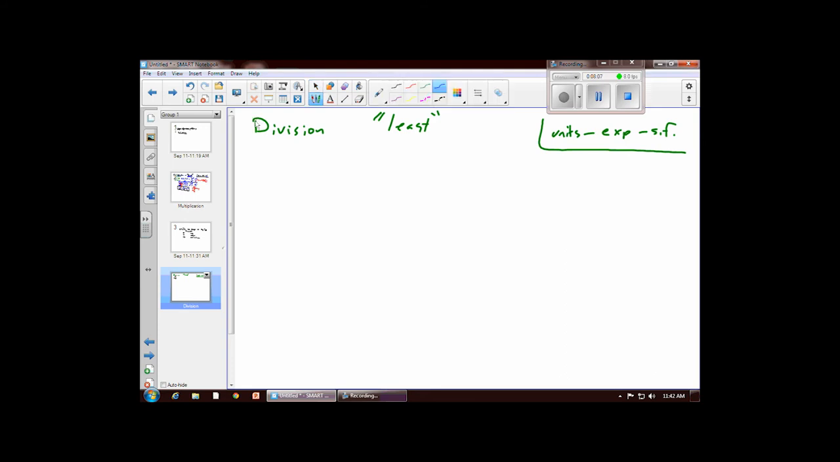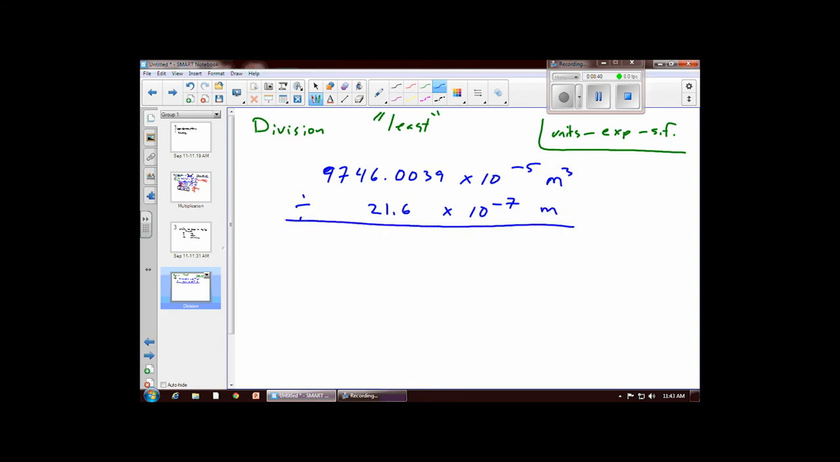So here's the problem. 9,746.0039 times 10 to the negative 5 meters to the third. I'm going to divide that by 21.6 times 10 to the negative 7 meters. I've been deliberate here with writing it out. I want you guys to write it out here, please.